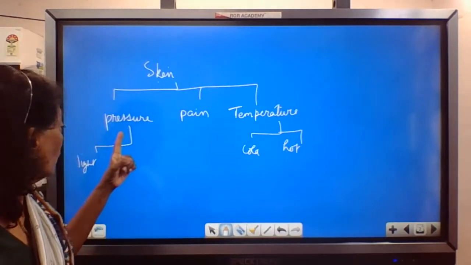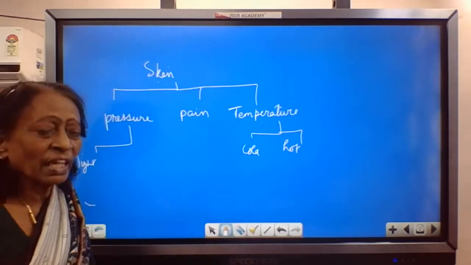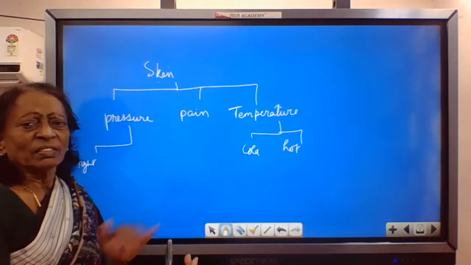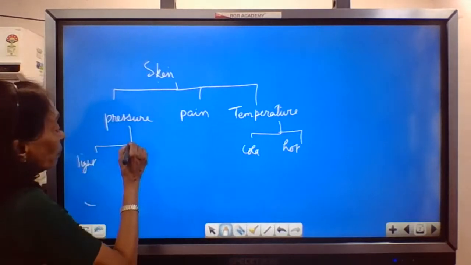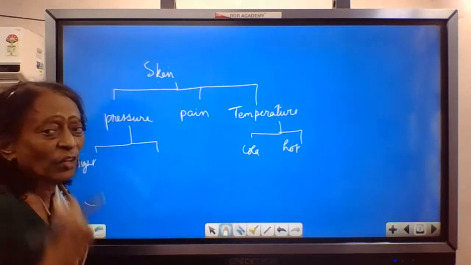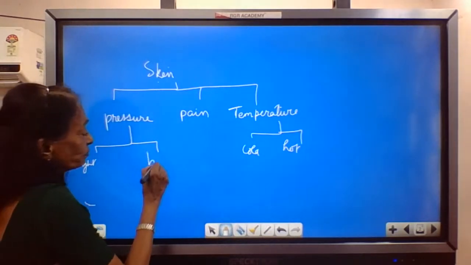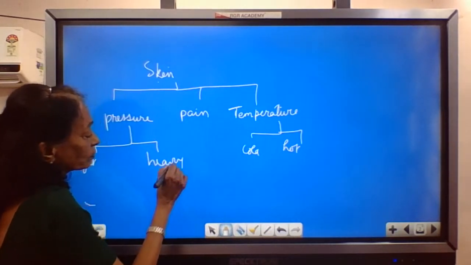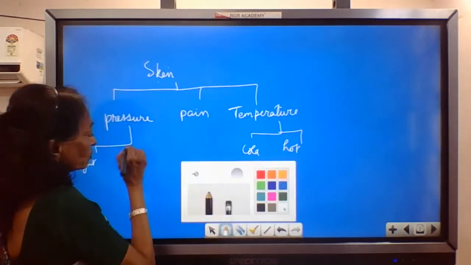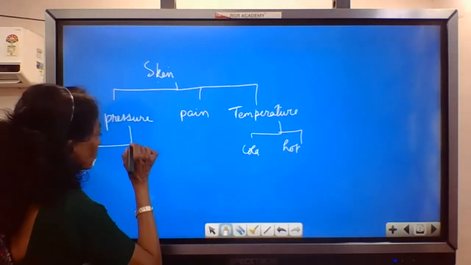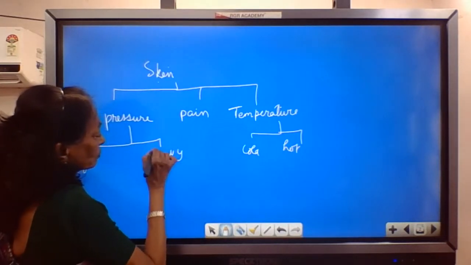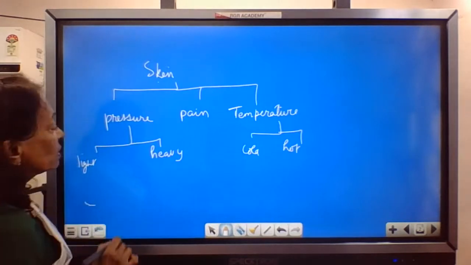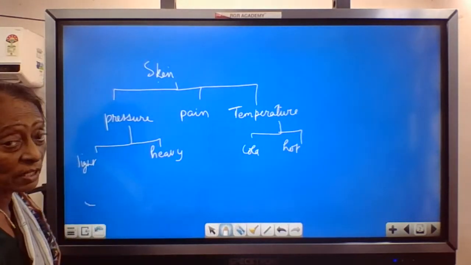Now when you talk about pressure, there is light pressure: suppose the air is blowing on you, you can feel it on the hair moving. And there is very heavy pressure, where somebody is pressing or you carry a load. And in this, there are many receptors.